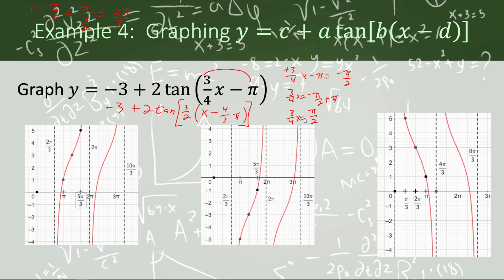And then multiplying both sides by 4/3, we will have that xv1, the first vertical asymptote, is going to be equal to pi/2 times 4/3, and that will give us 2 pi/3.